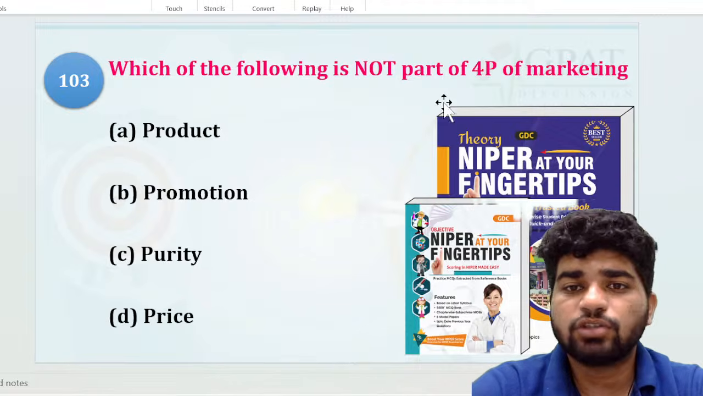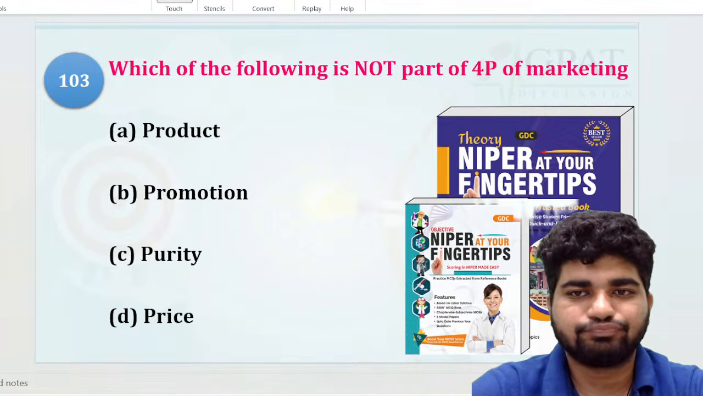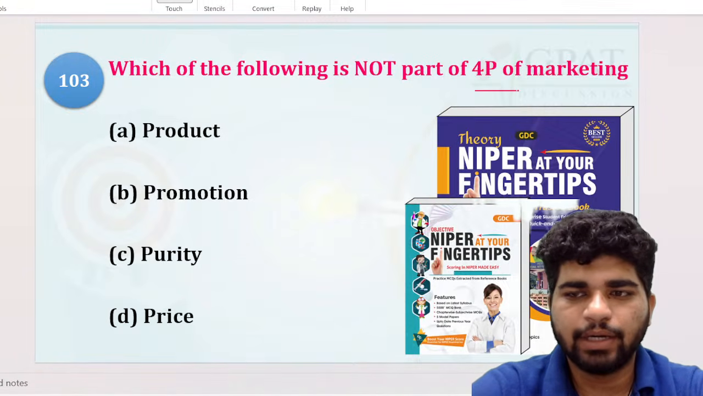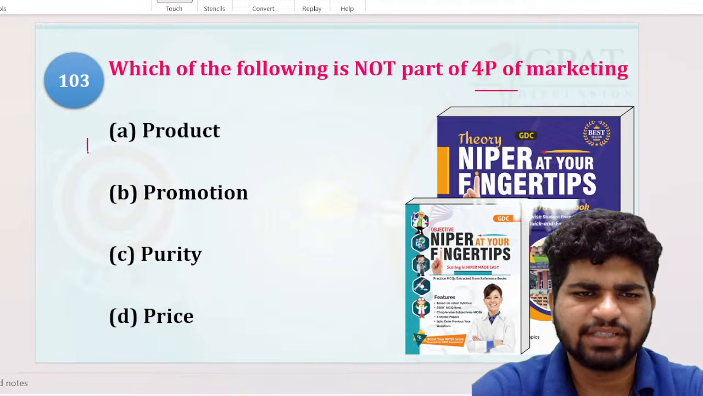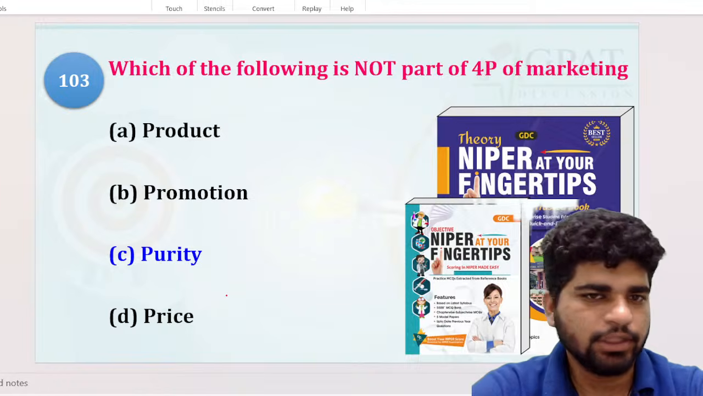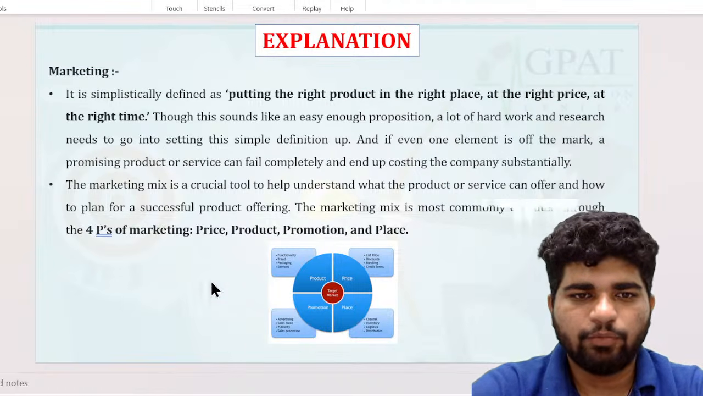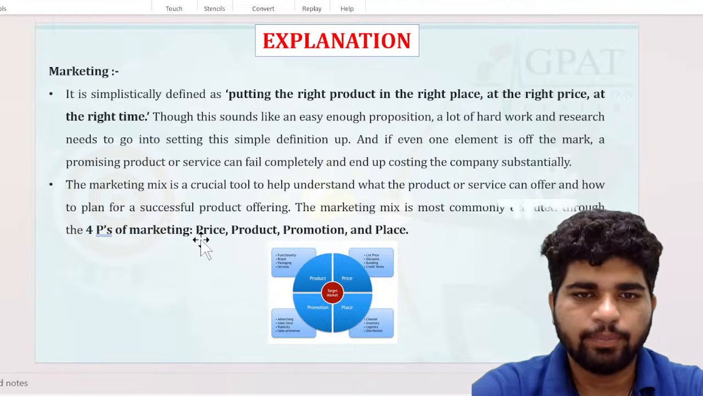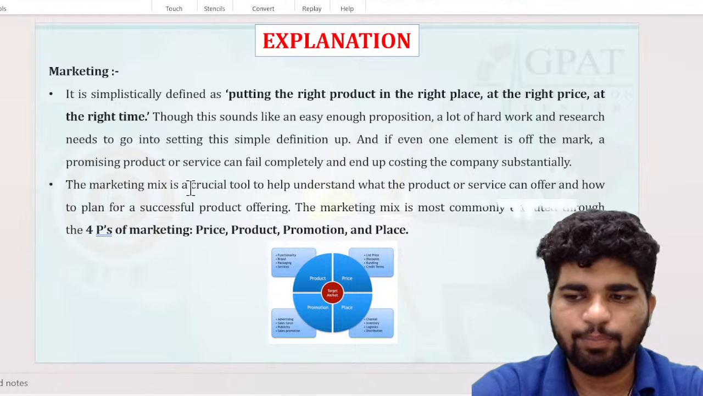Now this one, which of the following is not a part of 4P of marketing? 4P of marketing, that's also we have discussed previously as well. Is your product, promotion, purity, or price? Obviously, it is going to be your purity, right? So what are the 4Ps? That's your price, product, promotion, as well as place. Remember this one. Price, product, promotion, as well as place.